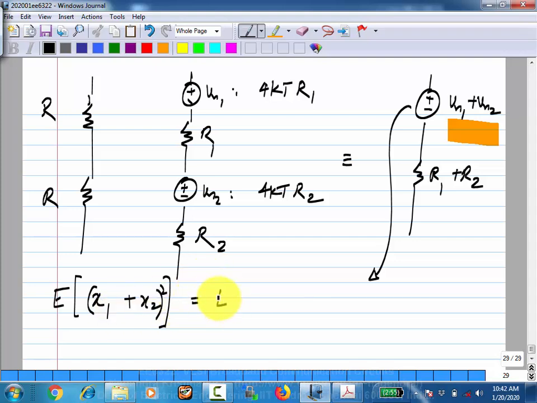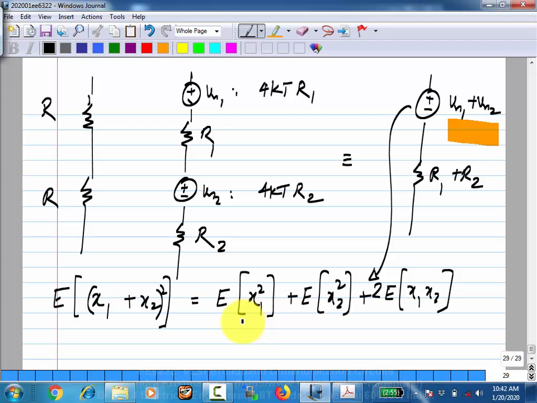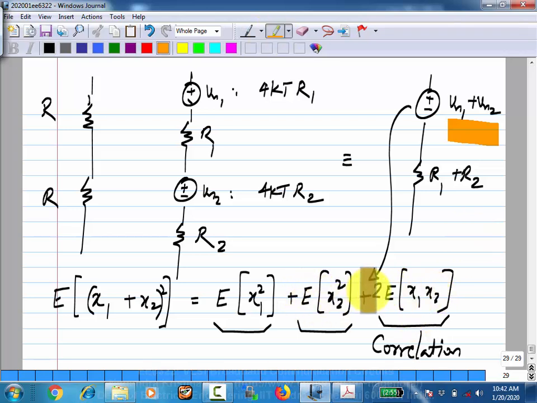So this will be E of x1 square plus expectation of x2 square, plus you also have 2 times expectation of x1 x2. So this is the variance of x1, this is the variance of x2, and this is called the correlation between x1 and x2. Now if they are correlated, then you will have this additional term. If the two random variables are uncorrelated, then this part will become 0. Expectation of x1 times x2 will become 0.